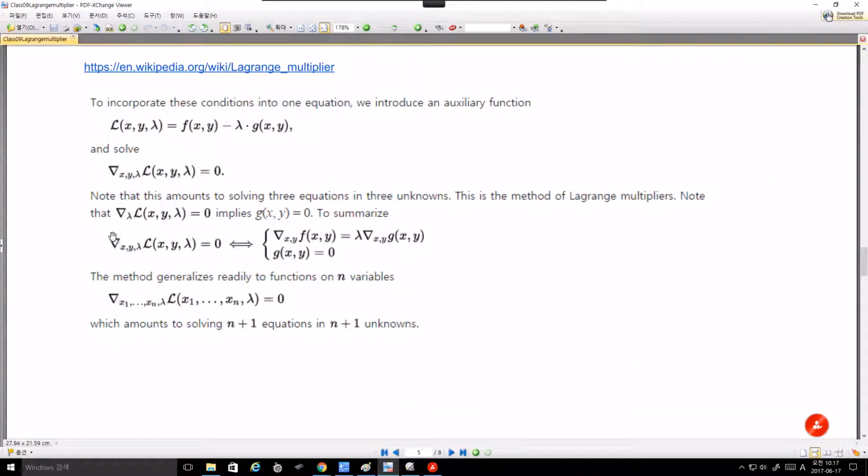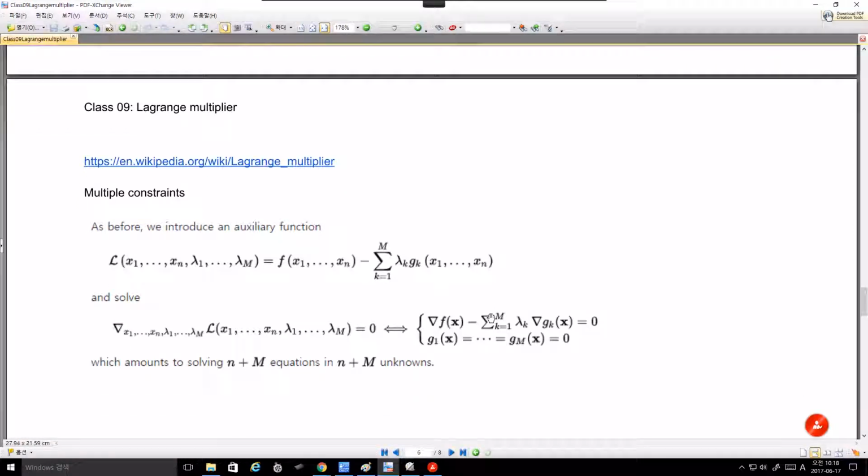So we can just investigate this one. The method generalizes readily to functions of n variables. Now we have n variables, which amounts to solving n plus 1 equations in n plus 1 unknowns, because in this gradient we have arguments of n and the last one is lambda, right? So we have n plus 1 elements in the gradient and it is 0, so we have n plus 1 equations and n plus 1 unknowns, so we can solve it.